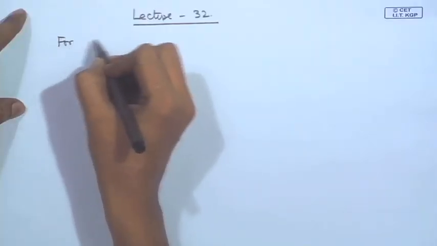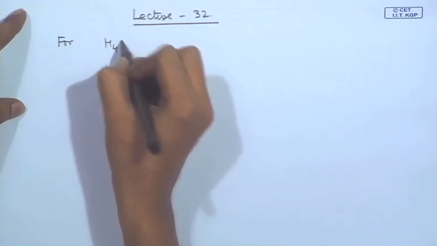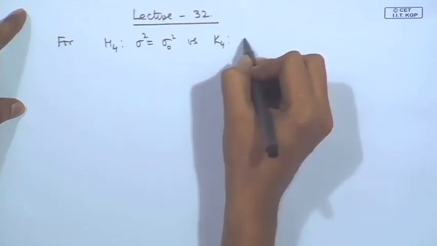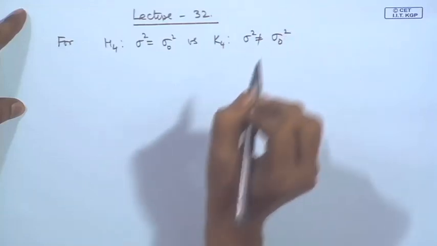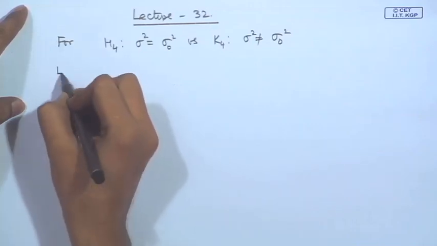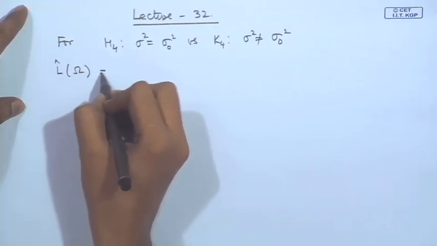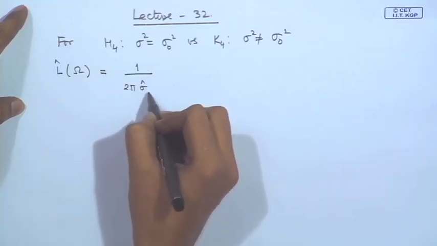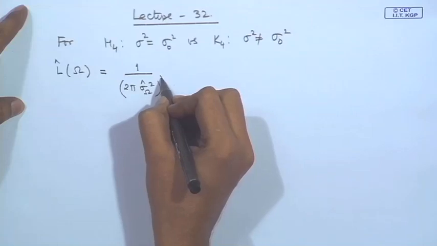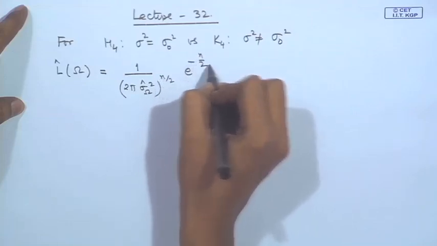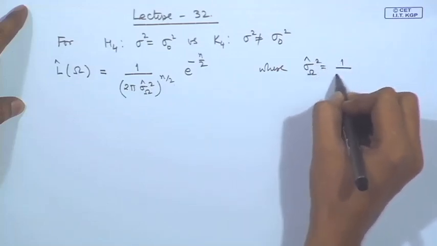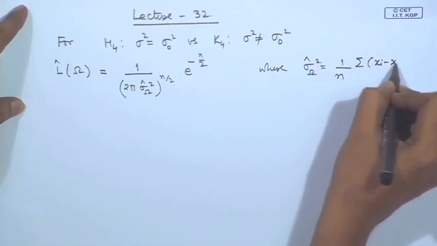Let me also consider H4, that is sigma square is equal to sigma naught square, against K4, sigma square is not equal to sigma naught square. So, I do not have to derive L hat omega, this is derived earlier, that is (1 by 2 pi sigma omega hat square) to the power n by 2 e to the power minus n by 2, where sigma omega hat square is equal to 1 by n sigma (x i minus x bar) square.